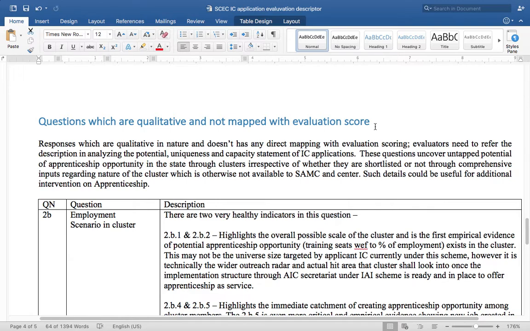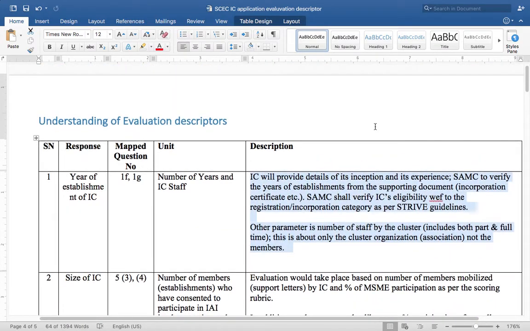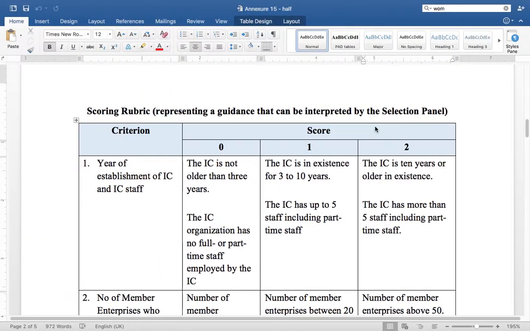With this document, which we are calling a descriptor document, where unit and question number are also mapped, we hope that confusion, uncertainty and misinterpretation can be avoided. On top of it, we will also conduct some webinars for the SAMCs to address their doubts and FAQs in case they have any. But that's a quick document capturing how the evaluation will take place.